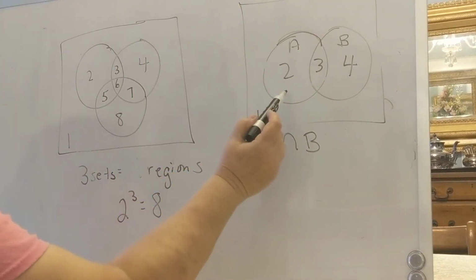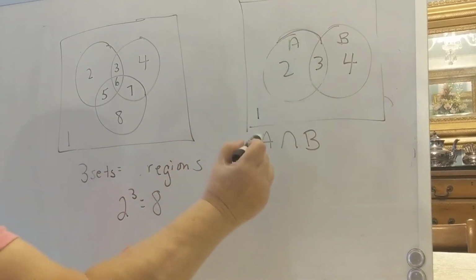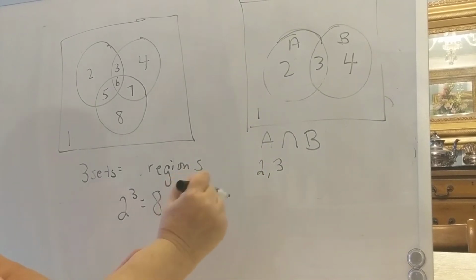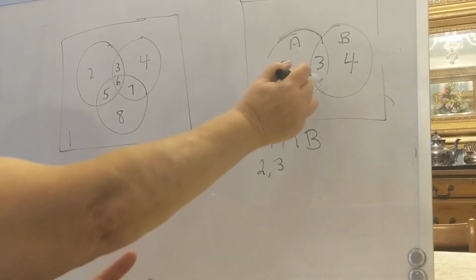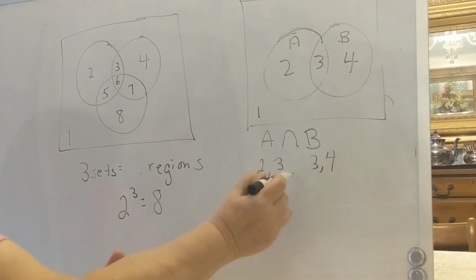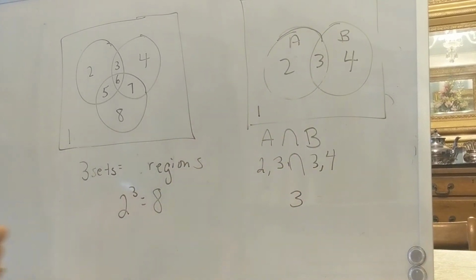Let's list what all is in circle A. Well, circle A is all of this. So it's 2 and 3. Notice I'm not putting braces because they're not sets. I'm just numbering. And B is 3 and 4. Those are both in circle B. And what's in both of them is 3. And that's what we just said.